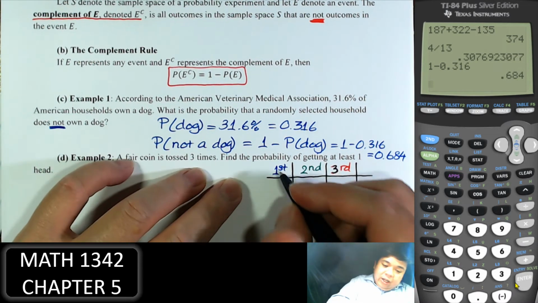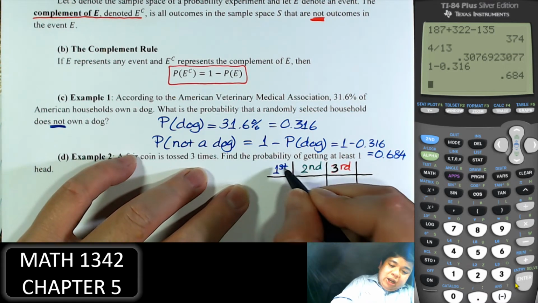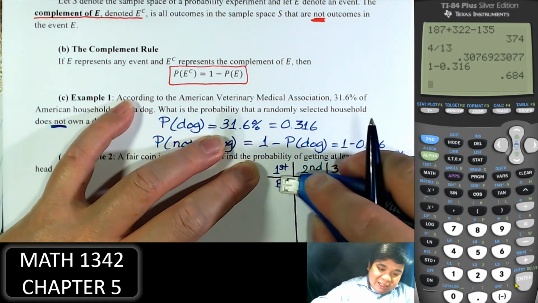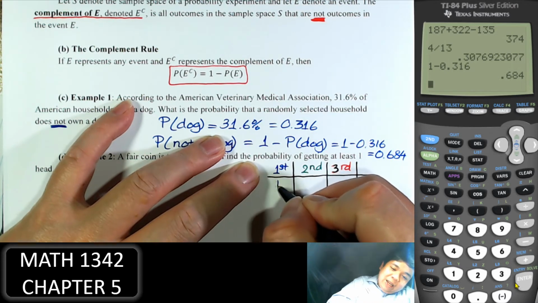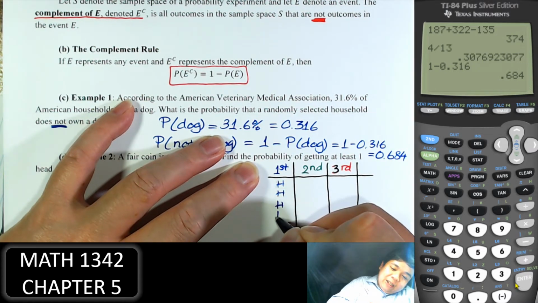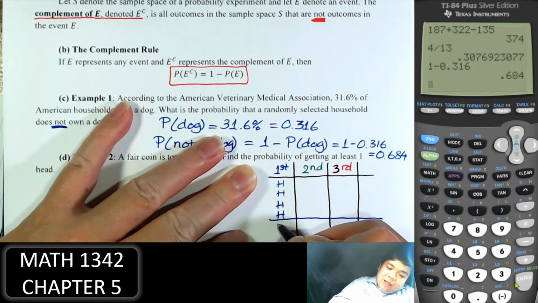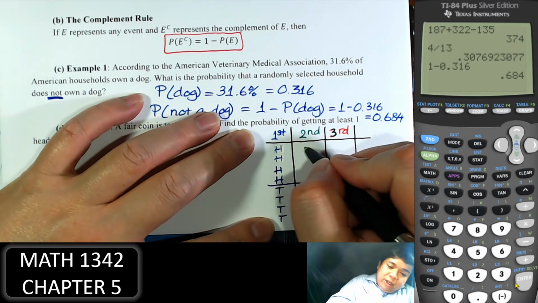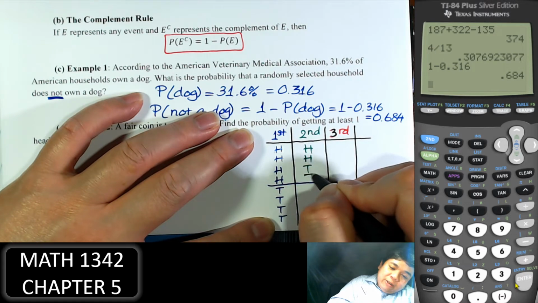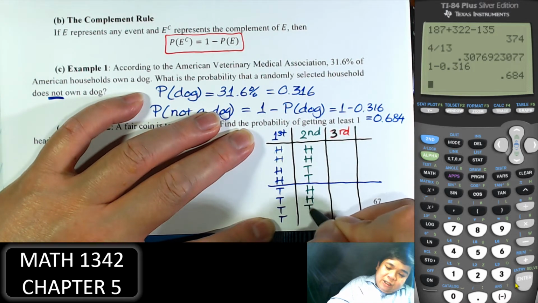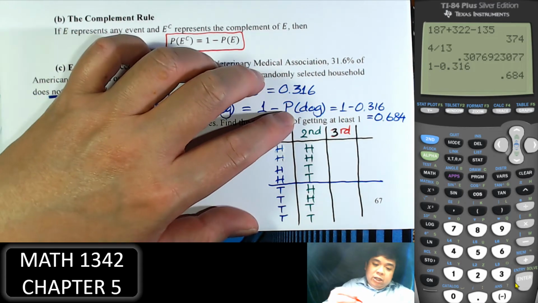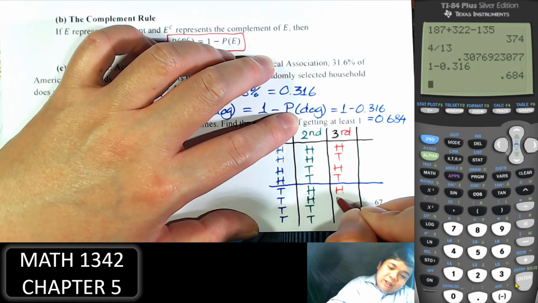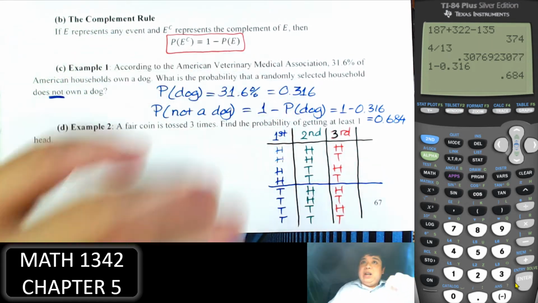The first one will change every 4, the second every 2, and the third every 1. We're talking about coins, right? Head, head, head, head, tail, tail, tail, tail. The second one would be head, head, tail, tail, head, head, tail, tail. The third one would alternate every 1: head, tail, head, tail, head, tail, head, tail. If we do this, it will be non-overlapping.